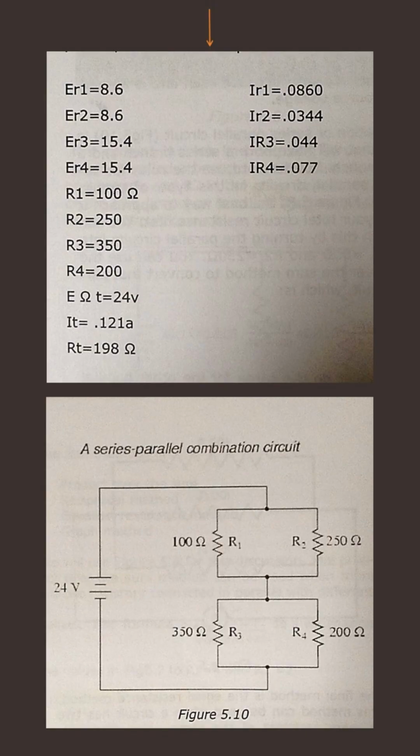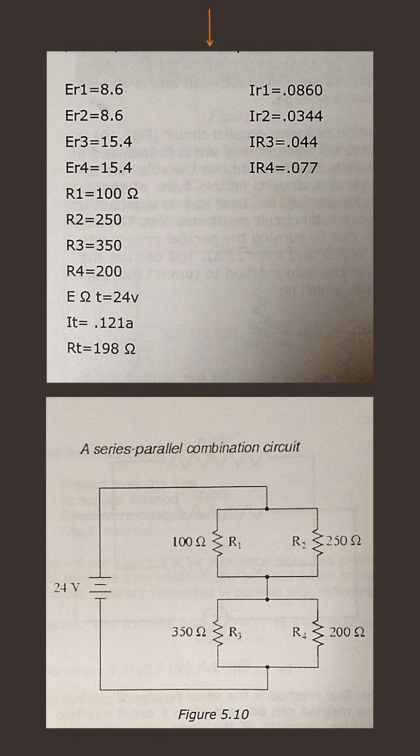The answers are ER1 equals 8.6, ER2 equals 8.6, ER3 equals 15.4, ER4 equals 15.4. R1, resistance 1 equals 100 ohms, R2 equals 250, R3 equals 350 ohms, R4 equals 200 ohms. E total equals 24 volts, current total equals 0.121 amps, and resistance total equals 198 ohms. Current R1 or IR1 equals 0.0860, IR2 equals 0.0344, IR3 equals 0.044, IR4 equals 0.077.